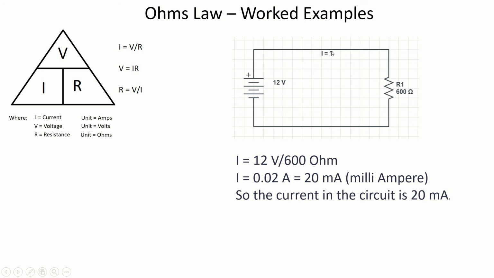What is the I? So if I wanted to work that out, I put my finger, go back over here to the left hand side, put my finger over I, because I'm looking for I. So the formula would be I is equal to V over R. So that would be I is equal to 12 volts divided by 600. So that would be I is equal to 0.02 amps.